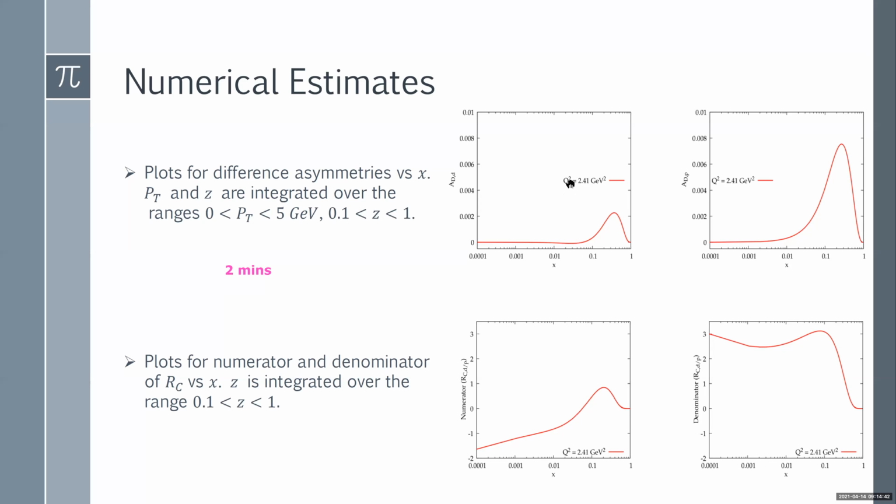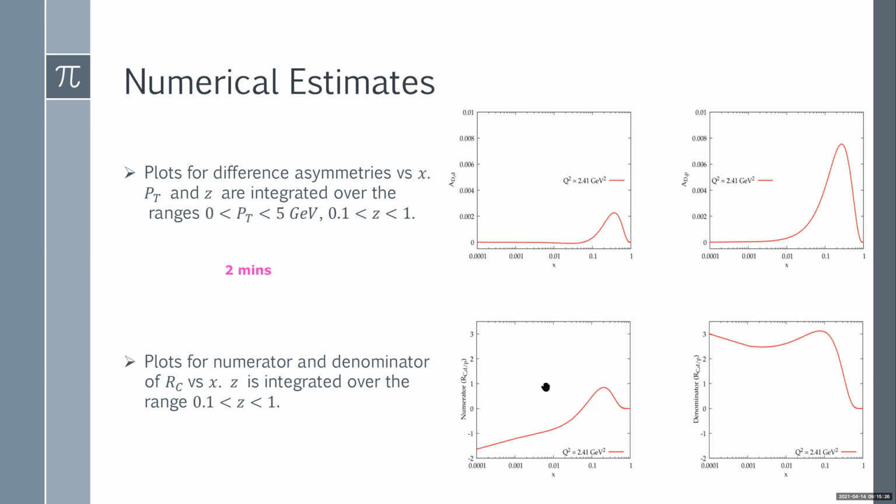So at the fixed Q squared value, which is 2.41 GeV squared, and the P_T is integrated over 0 to 5 GeV, where the z is integrated from 0.1 to 1. And in the lower two plots, we see the numerator and the denominator of the newly proposed ratio, that is R_C, with respect to x as well. Here again, it is at the fixed Q squared value, 2.41 GeV squared. This is for the numerator and this is for the denominator. And here the P_T dependence cancels out in the ratio, whereas z is integrated over 0.1 to 1 as in the previous two plots.